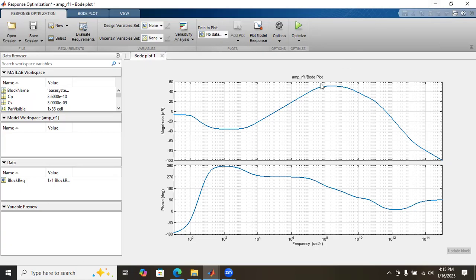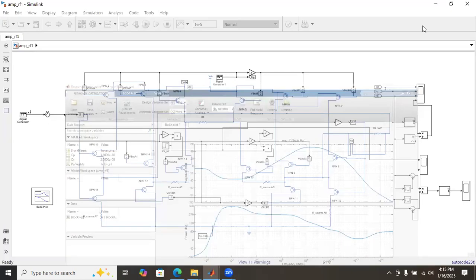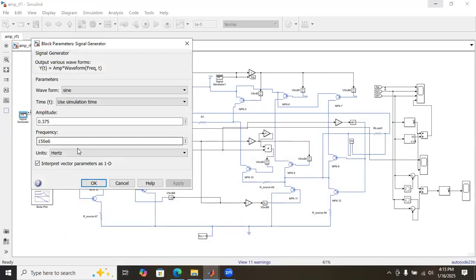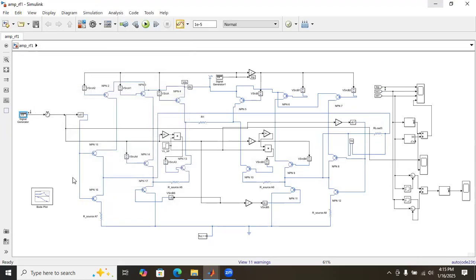So here we are getting maximum gain at 100 megahertz frequency. And here we have provided the input as 150 megahertz. So we are getting higher gain here. If we reduce that, the gain will be reduced here.